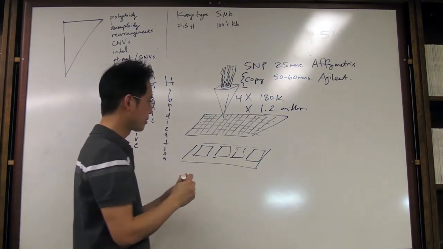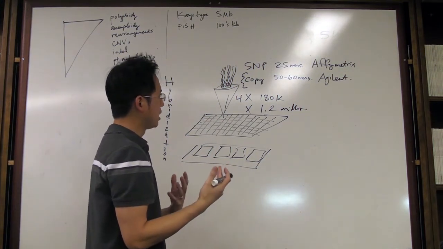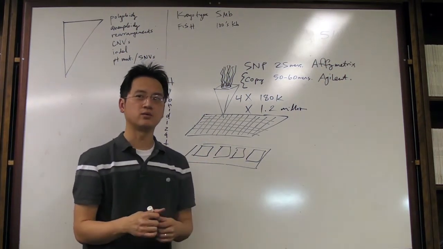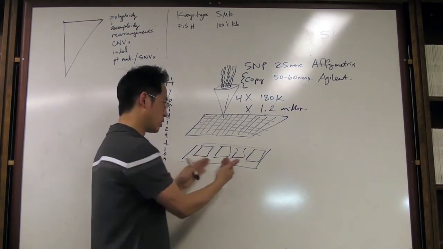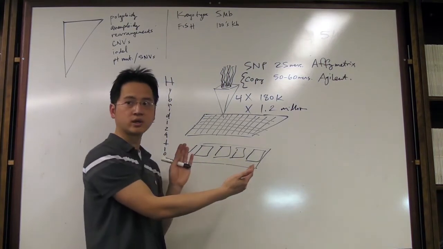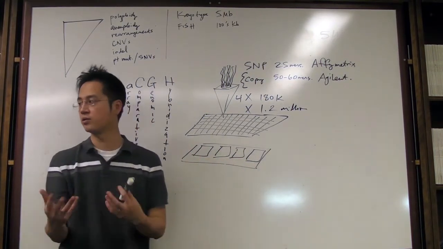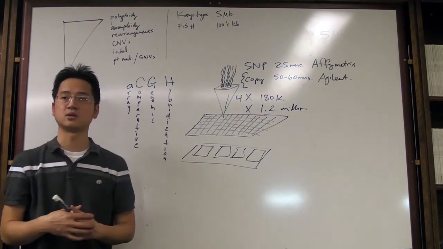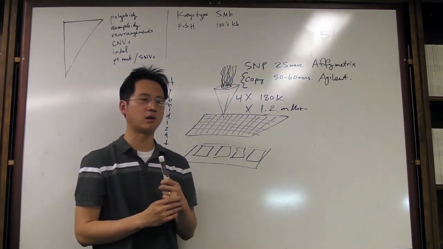Cost-wise, my feeling right now is probably each one of these will cost about $250. So it's one chip that's probably $1,000 or $1,100. Each one is about $200, $250, or $275 or something like that. So it's not a cheap assay. It's one of the more expensive assays that we run in our lab.